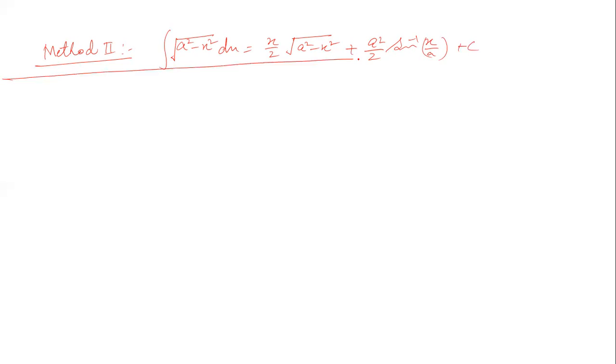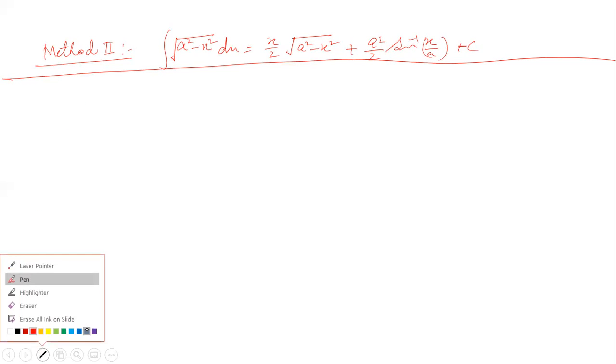Second method. Prove that the integration of square root of a square minus x square dx equals x by 2 square root of a square minus x square plus a square by 2 sine inverse x by a plus c. Using the substitution method, we will do it.